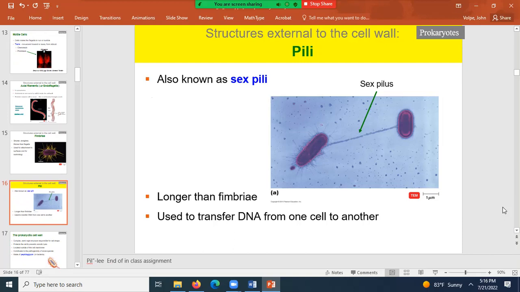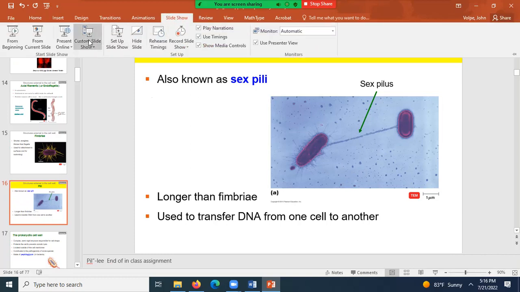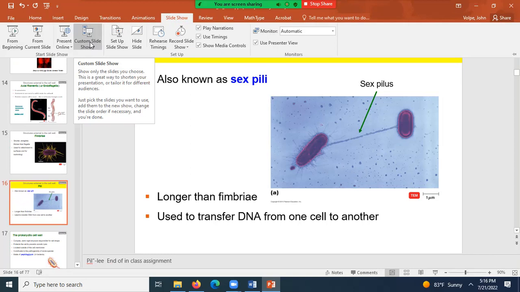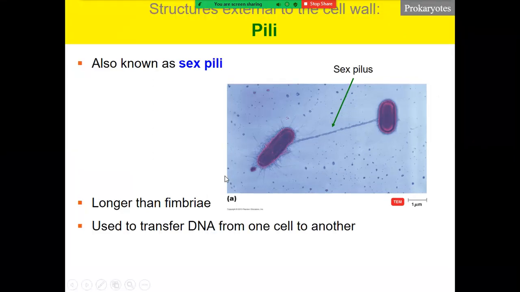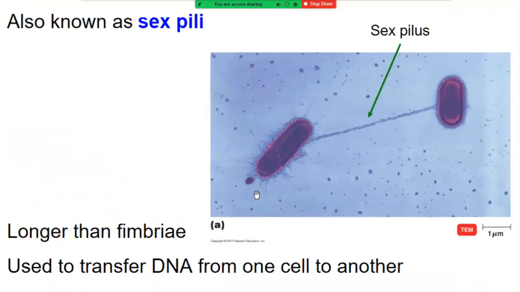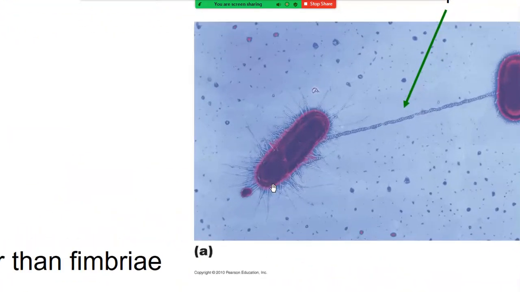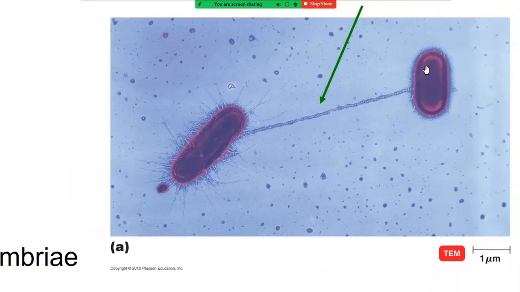The pili, also called the sex pili, is a little longer than the fimbriae. In fact, we can see, if I can blow this up. Still not showing it well. There, now we can see it. This cell does have fimbriae on it. It's these hair-like structures here, which are light blue. This cell does not have fimbriae, and that is the sex pili, and it's much longer than the fimbriae.